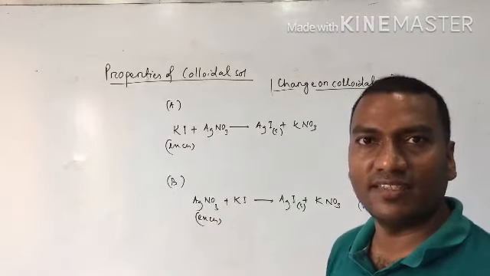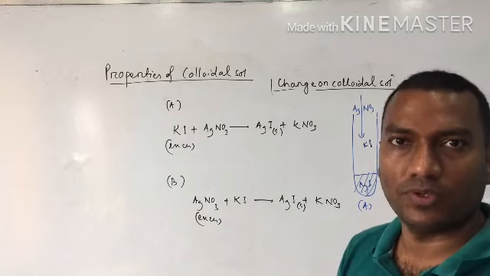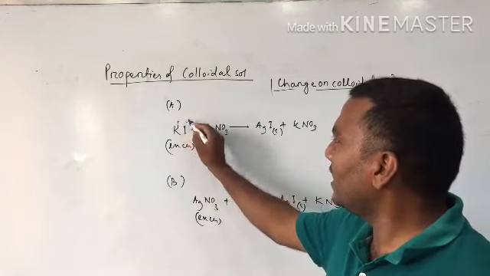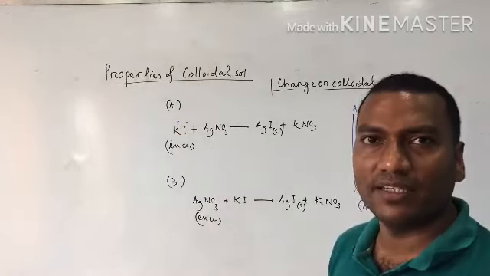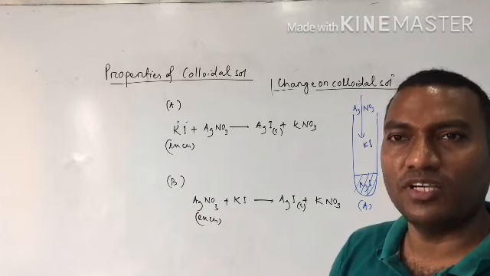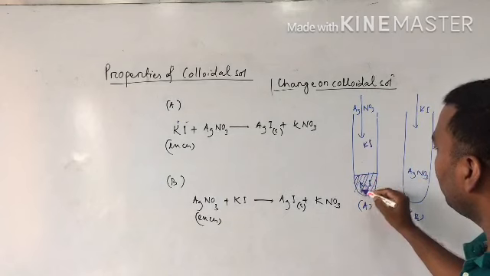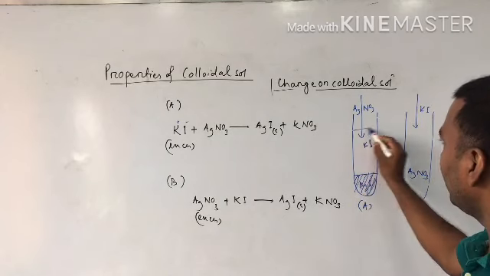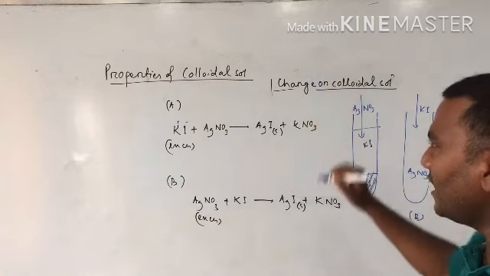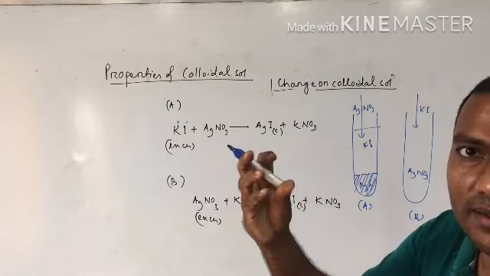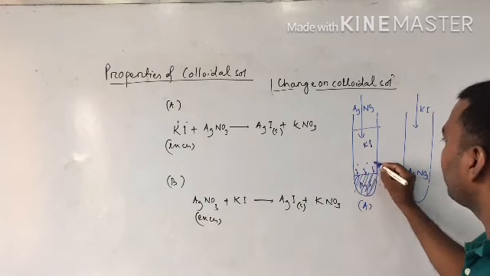So this part is in excess. That means some K plus ions and some I minus ions are more. Between K plus and I minus, K plus is a group 1 element, so it is highly solvated. So in the test tube, this is your precipitate and outside is the solvent. In the solvent, K plus ions are there, and I minus ions, being a little bigger in size, are there.